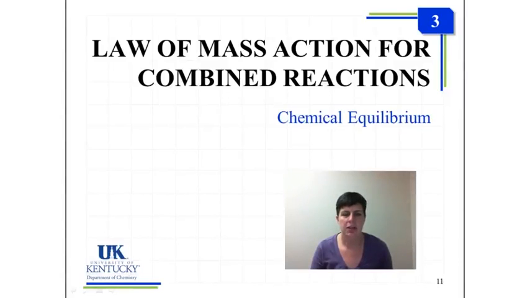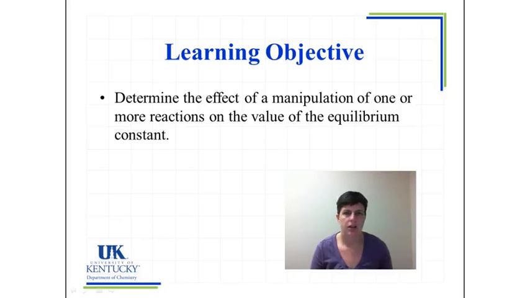In this unit, we will be looking at the law of mass action for combined reactions. Sometimes we know the equilibrium constant for two separate reactions, but we need to find the equilibrium constant of the overall reaction. And we're going to talk about the mathematical manipulations we can use to figure out the K value, or the equilibrium constant, for that overall reaction. We are going to determine the effect of manipulating an equation on the equilibrium constant of a reaction.